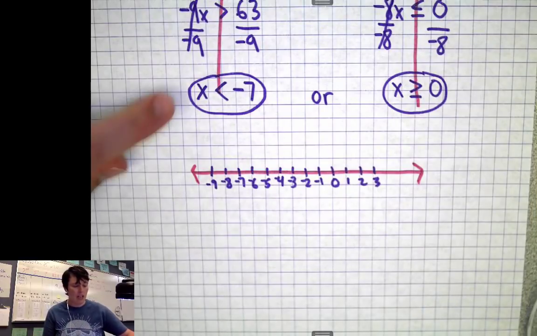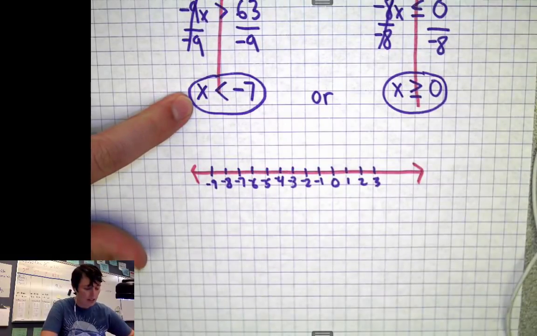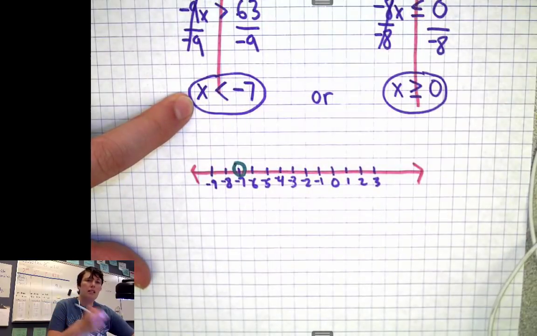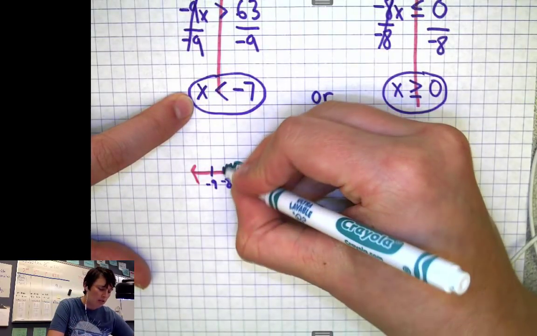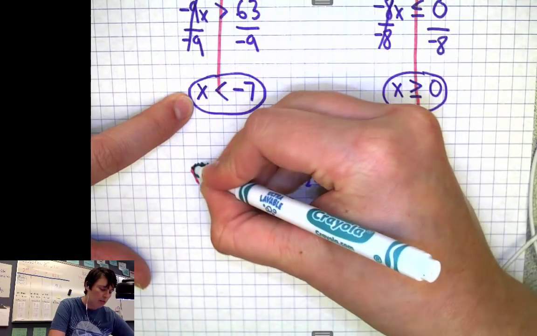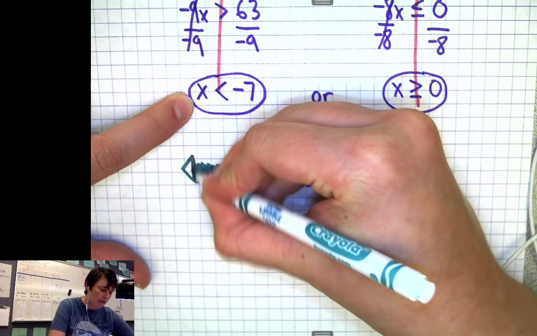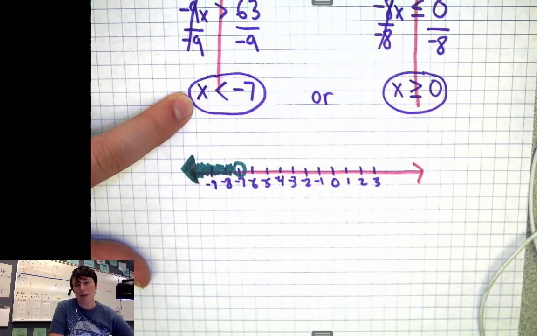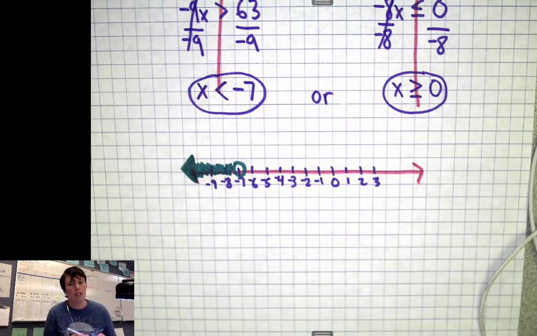So let's start with x is less than -7. Less than -7 means here's -7. Less than means to the left. We're talking this direction. These are the less than values. I'm going to draw a big arrow going to the left. I'm going to leave it empty because there's no equal sign, so empty hole on -7 shaded to the left.